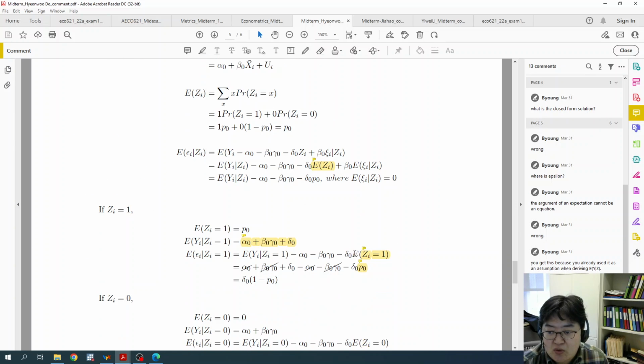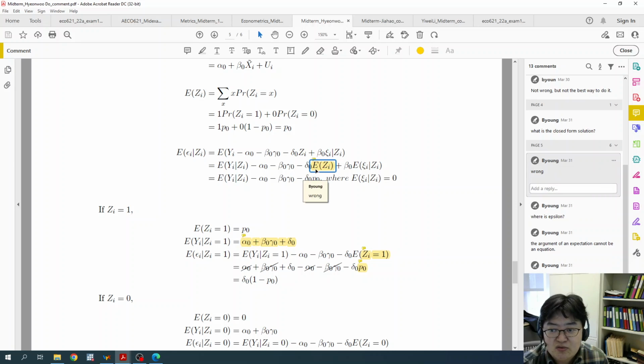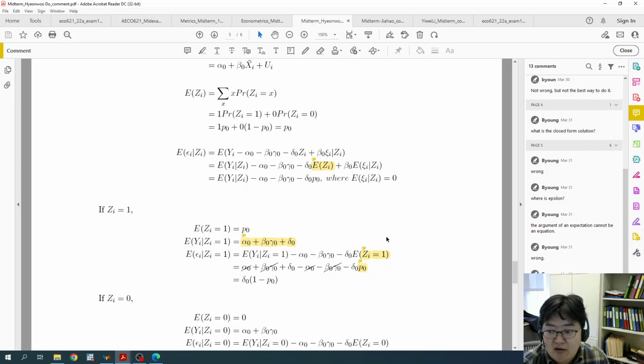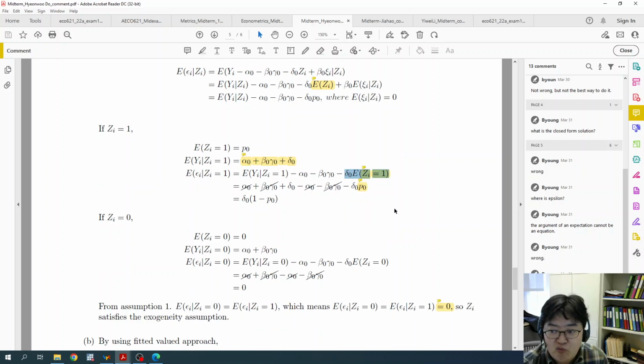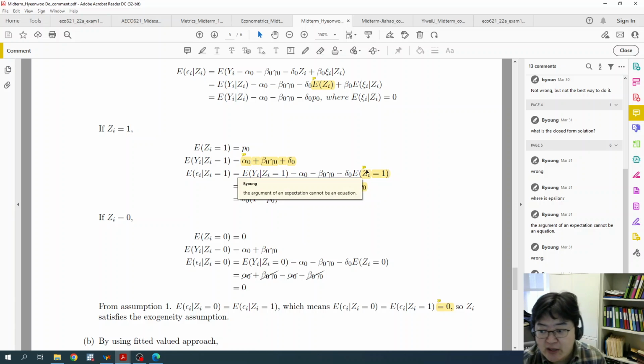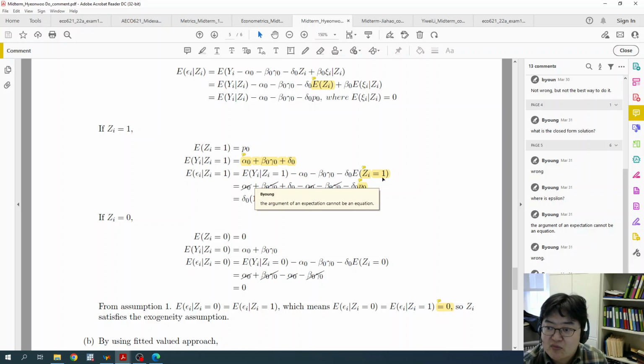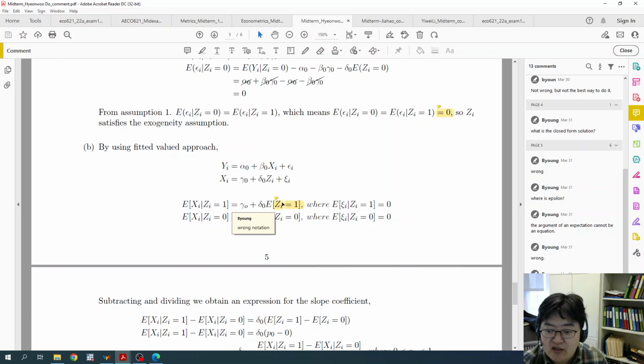So this is wrong. First of all, the expectation is conditional on z, but suddenly it goes to the expectation of z. Mathematically, this is wrong. And second, this is wrong. It's not defined at all. Expectation of z equals 1. I don't know what he wanted to say here. If z equals 1, this should be 1, not p0. So I have no idea what this notation means. Same thing again, not defined.